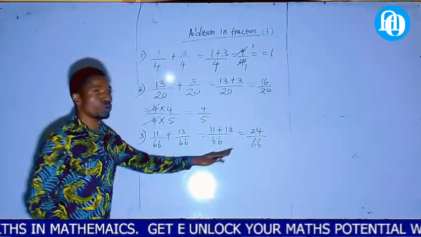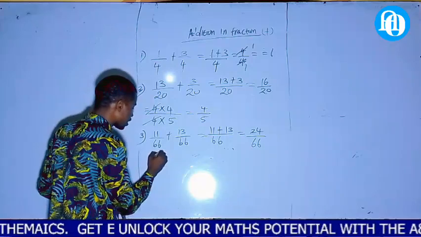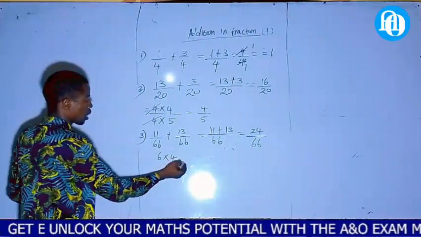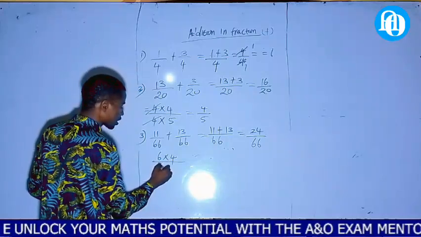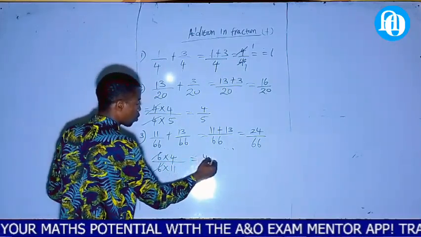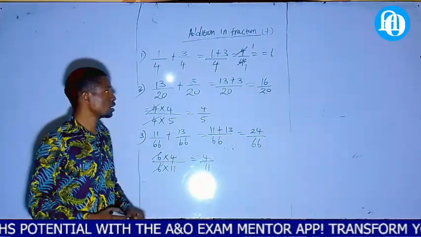Now if you want to solve this one, you do the same thing I repeated here. 6 times 4 is 24, and 6 times 11 is 66. 6 cancels 6, it will now be 4 all over 11. You see now, that's how you can solve this question.